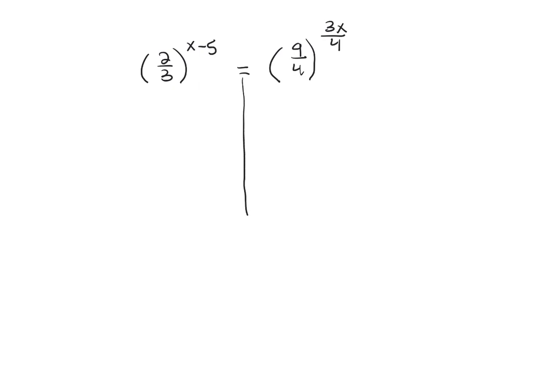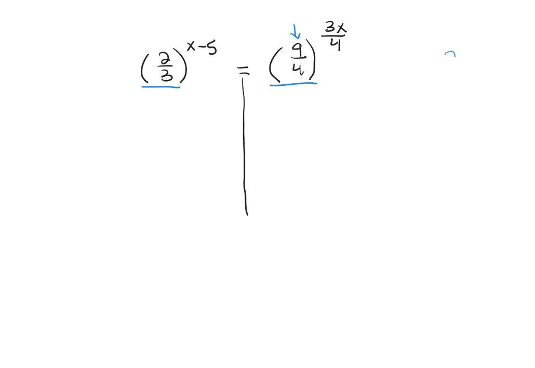Okay, example 2. We're going to use the same method, but this question's a little bit more challenging. 2/3 to the power of x minus 5 equals 9/4 to the power of 3x over 4. Same method, meaning I want these bases to be the same. So how can I do that? You're always looking at the one with the larger numbers and recreating that one.